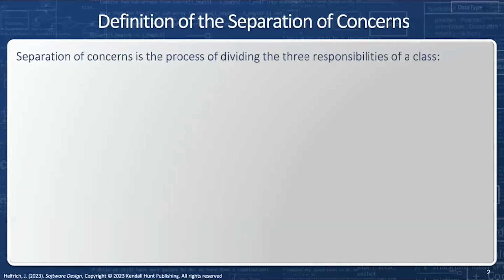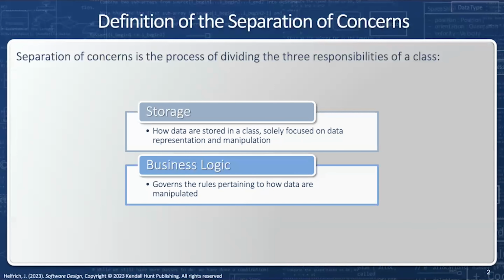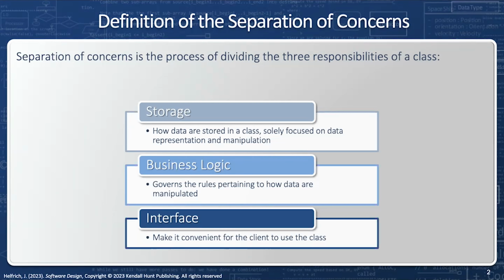Separation of concerns is the process of dividing the responsibilities of a class into three parts. The first part is the storage, and this is how data is represented in a class. The second is the business logic, and this is how the data is manipulated and the rules of the class. And the final is the interface, and this is how the client uses the class.